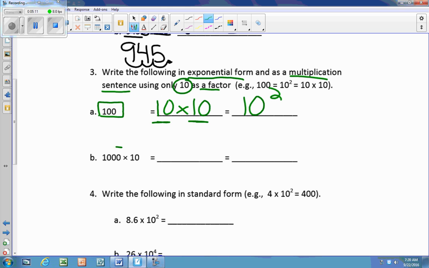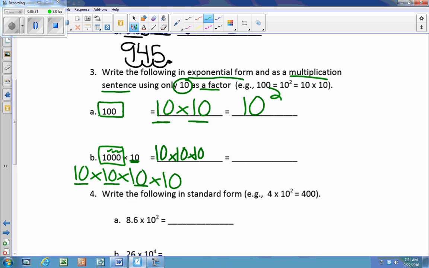Then I look down here. How can I make 1,000? Well, if I do 10 times 10 times 10, I have 3 tens, 3 zeros. That's how I know how many tens I need. But I can't forget this other 10 over here. So I'm going to rewrite that now. And I have 10 times 10 times 10 times 10. This time I'm going to do it in exponential form, and I know there's 1, 2, 3, 4 tens. I have 10 to the 4th power.